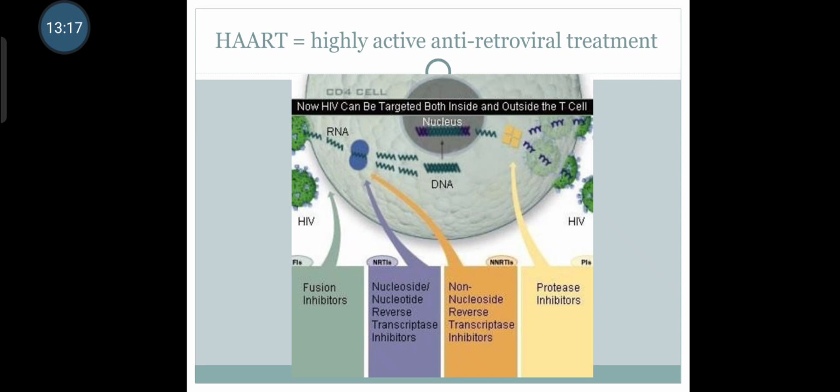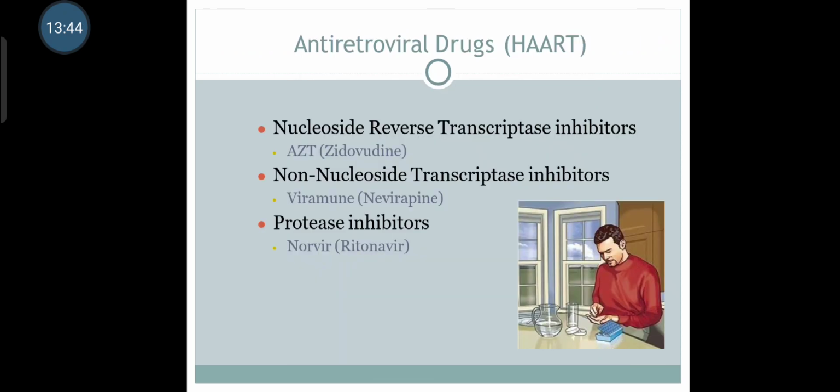One category is fusion inhibitors, which inhibit the attachment of the virus to the CD4 cells. Next are nucleoside reverse transcriptase inhibitors and non-nucleoside reverse transcriptase inhibitors. These drugs inhibit the reverse transcription of RNA into DNA. And protease inhibitors, which inhibit the assembly and synthesis of the HIV proteins.